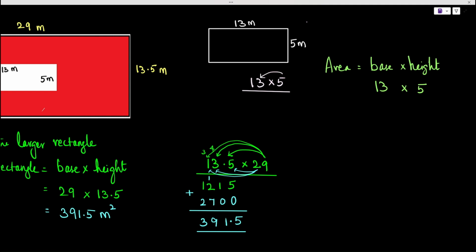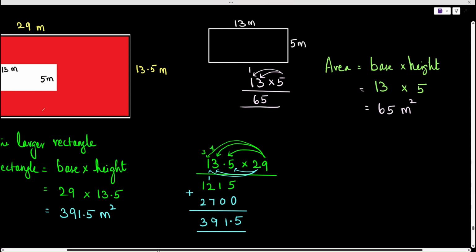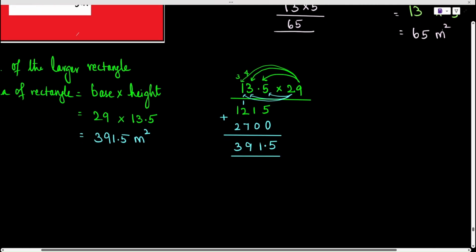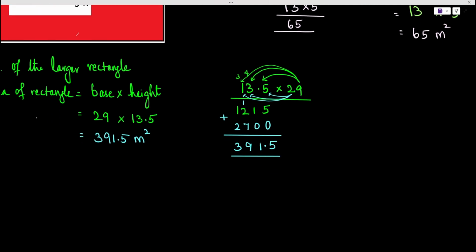5 times 3 gives us 15. We write 5 and carry a 1. 5 times 1 is 5, plus 1 is 6. So 13 times 5 is 65. Now we have the area of our larger rectangle and the area of our smaller rectangle. What we can do now is subtract the area of our smaller rectangle from the area of our larger rectangle, and this will give us our shaded region. So we're going to do a nice simple subtraction here.